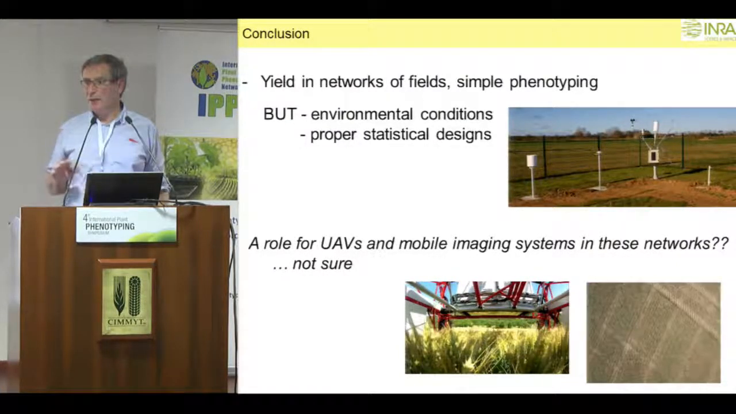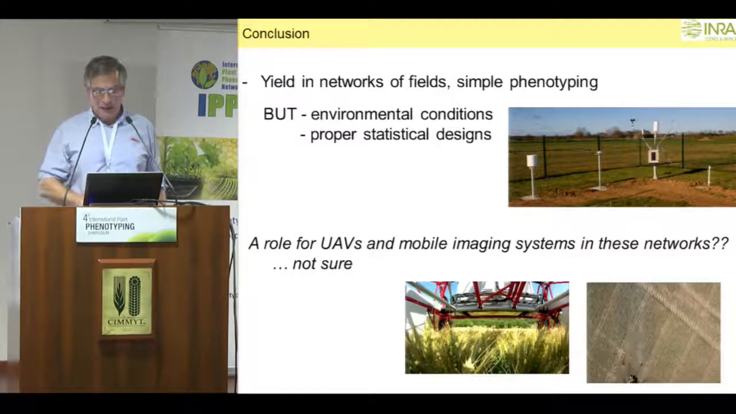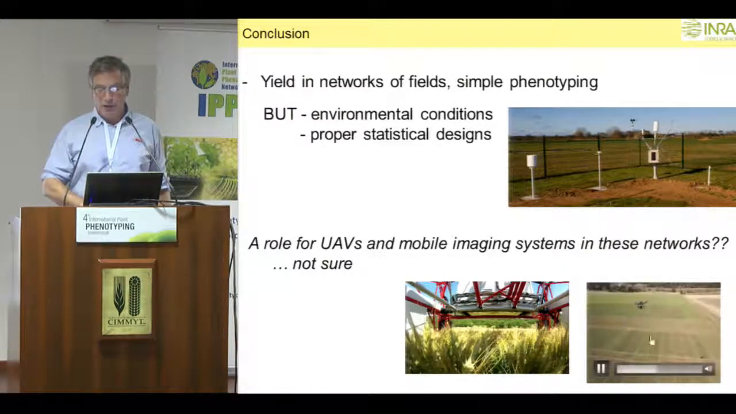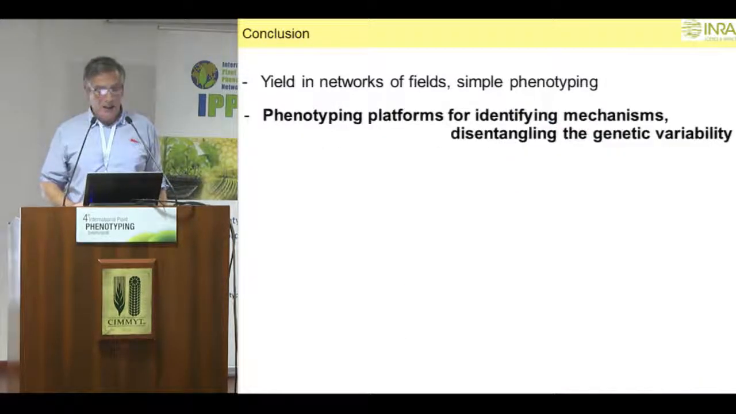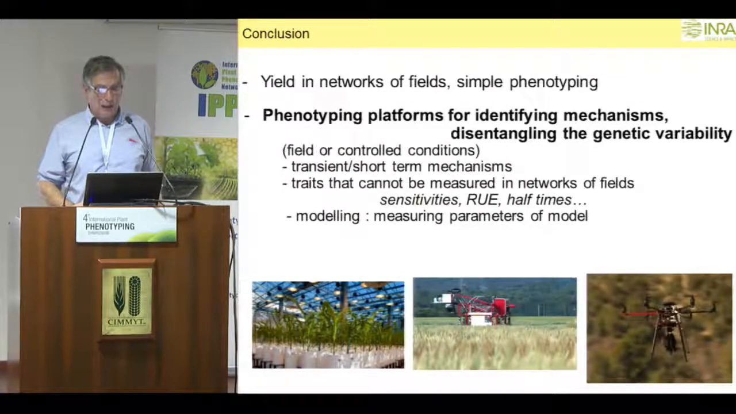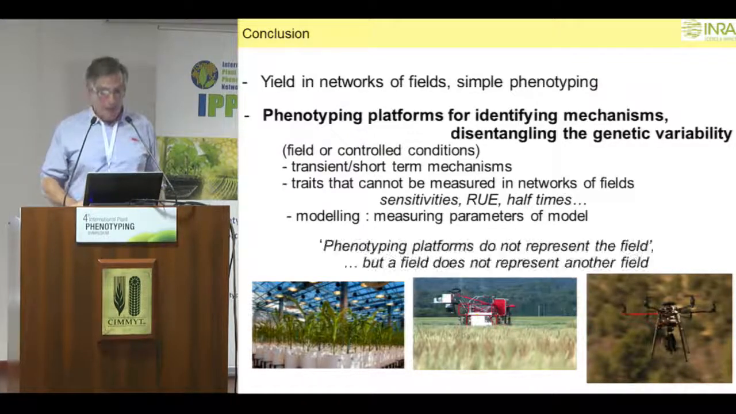Are we really wanting to have phenomobiles or UAVs in this type of big networks? To be honest, I don't know. But our experience is that perhaps it is not that trivial, even with drones, to run drones all over the place. So probably we need other types of platforms. Can be in the field, can be in the greenhouse, but that are for identifying mechanisms, disentangling the genetic variability, etc., for having the transient short-term mechanism, for having traits that cannot be measured in the field. I've shown that.